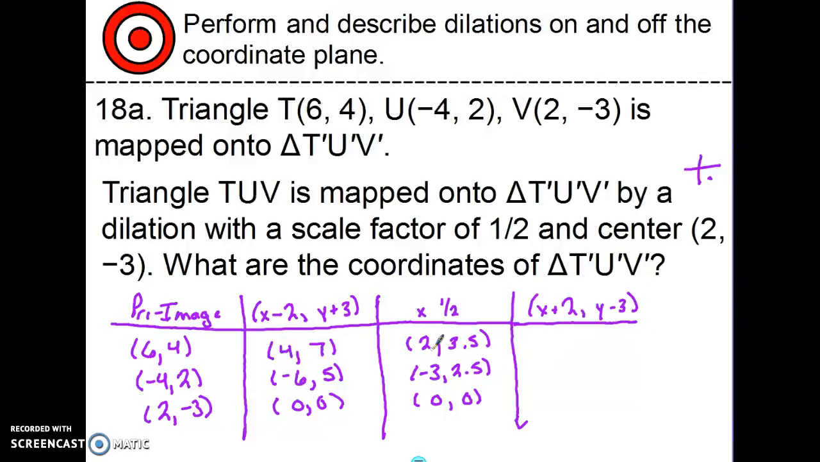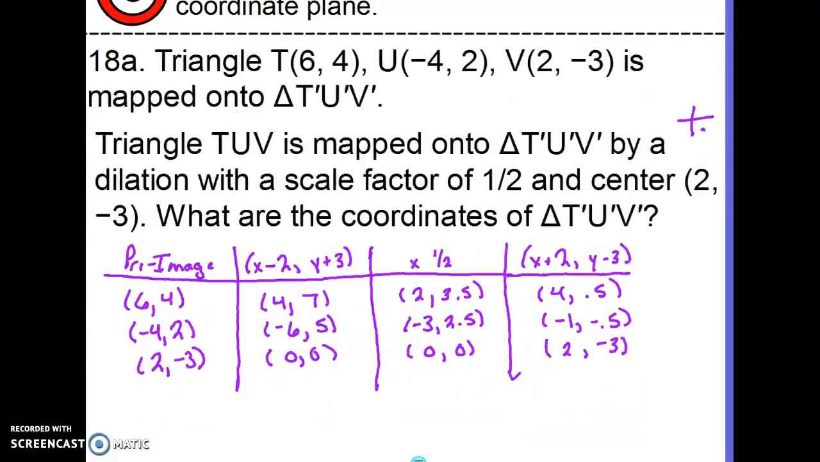All right, here we go. So 2 plus 2 is going to be 4. 3.5 minus 3 is just going to be 0.5. Negative 3 plus 2 is going to be negative 1. And then 2.5 minus 3, that would actually be negative 0.5, right? Okay. And then 0 plus 2 is 2. 0 minus 3 is going to be negative 3. All right, so this is purportedly going to be my coordinates, right?